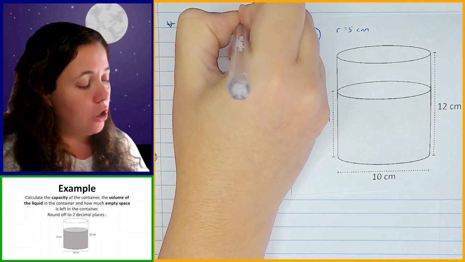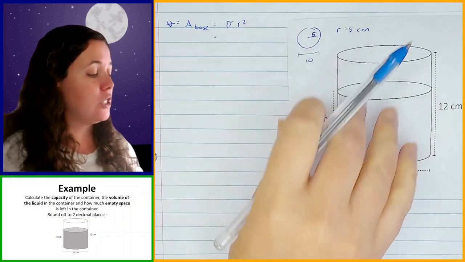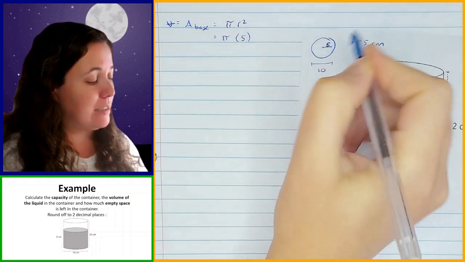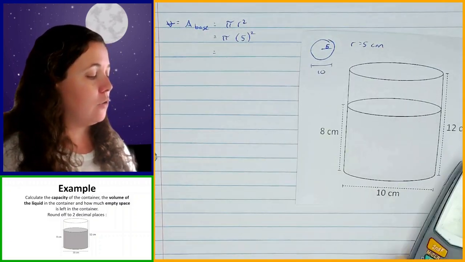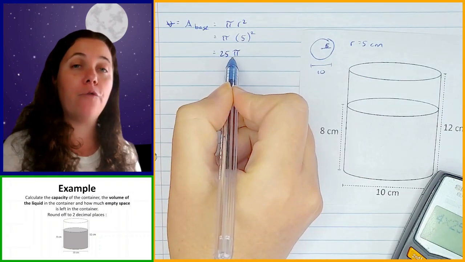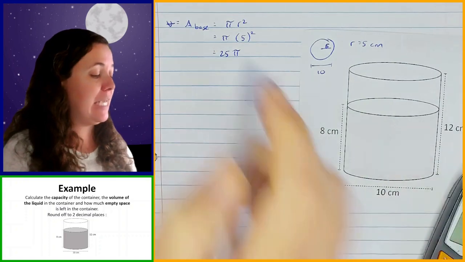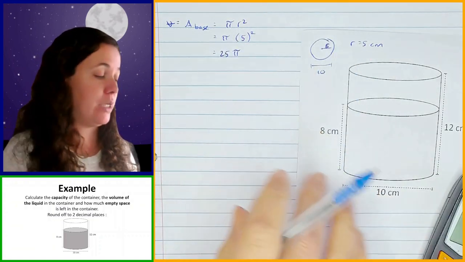It's pi r squared, because the base is a circle. So that's going to be pi times 5 squared, because we said the radius of the circle is 5. And that's going to be 25 pi. Now, I'm not going to round that off, because I need to use it again. I'm not at the end of my question, so I'm just going to keep it as 25 pi, or you can keep it as pi times 5 squared as well.